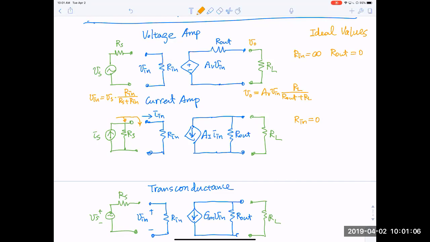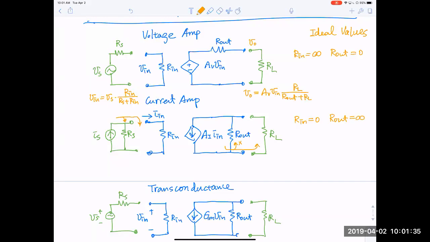You don't want current to be wasted in the source resistance. This happens when Rin is much, much smaller than Rs, or let's say it's 0, ideally. And Rout, on the other hand, will be exactly the opposite. You want to force the current to flow through RL. You want as little as possible to go through Rout. So you want Rout to be infinite.